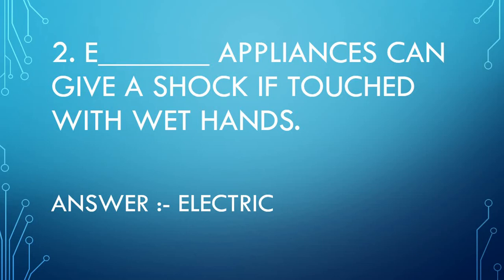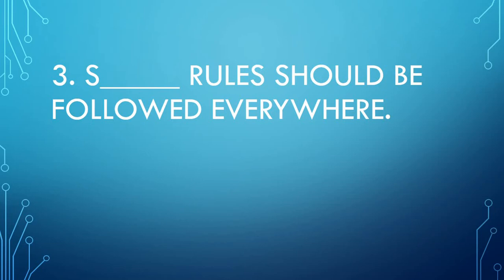And please repeat this after me once. Electric appliances can give a shock if touched with wet hands. Okay, I hope this answer is very clear to you. Moving on to number 3. S dash rules should be followed everywhere. Oh, this one is easy one. If you get confused, this is the hard one. Dash rules should be followed everywhere, starting with S.